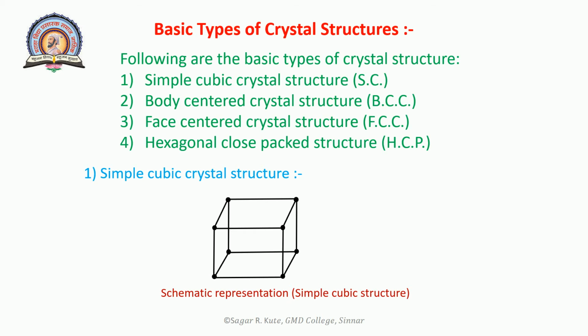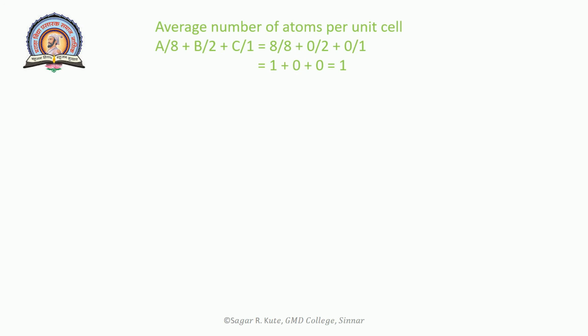As we know, the average number of atoms per unit cell will be A divided by 8 plus B divided by 2 plus C divided by 1, which is equal to 8 divided by 8 plus 0 divided by 2 plus 0 divided by 1, that is equal to 1 plus 0 plus 0, that is equal to 1. This 8 will be the corners. This will be the simple cubic structure.